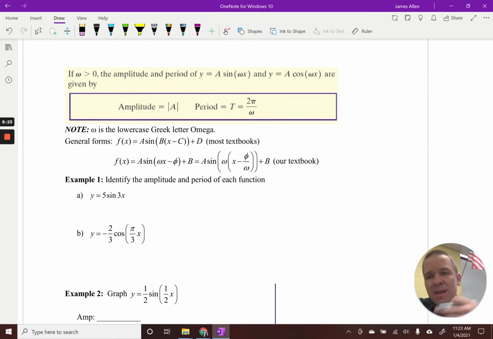Let's keep it going here. So if we have omega is greater than 0, that little W looking thing, that's Greek letter omega, lowercase, right?